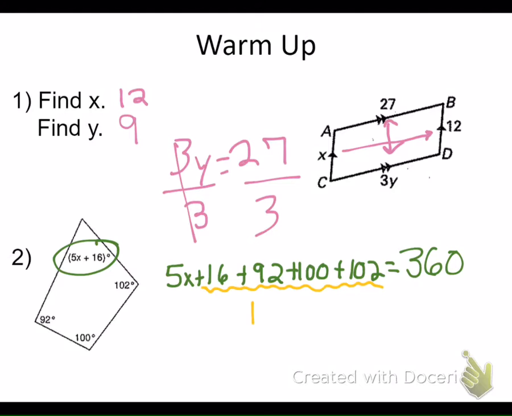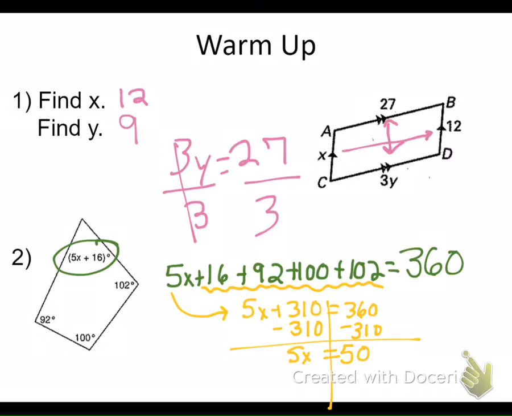Plus 16. So 110 or 310. So 5x plus 310 equals 360. I just dropped that 5x. So minus 310. So 5x equals 50. It's my last step. Divide by 5, so x equals 10.